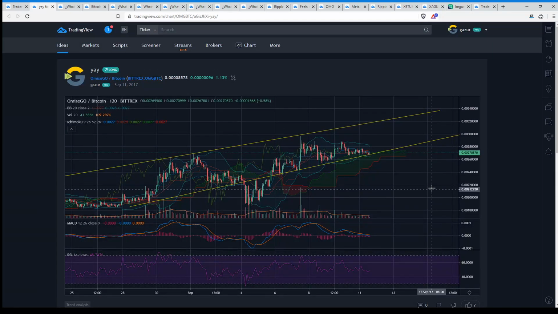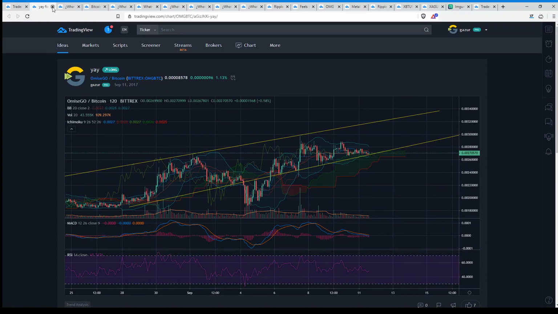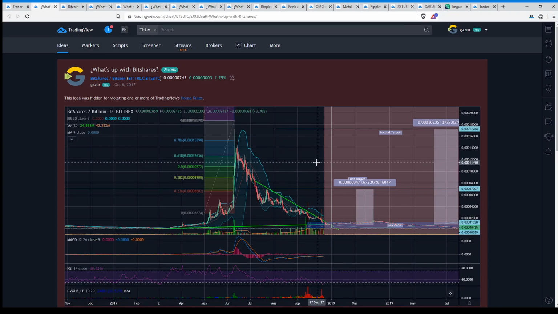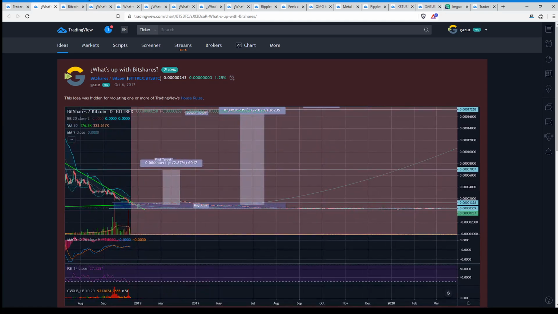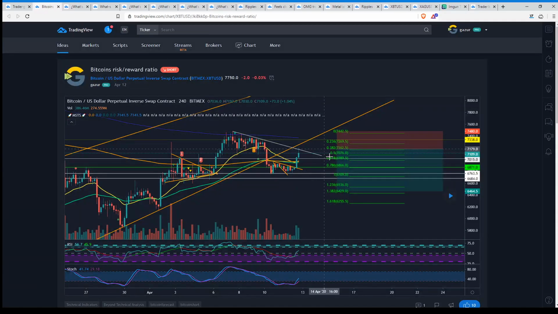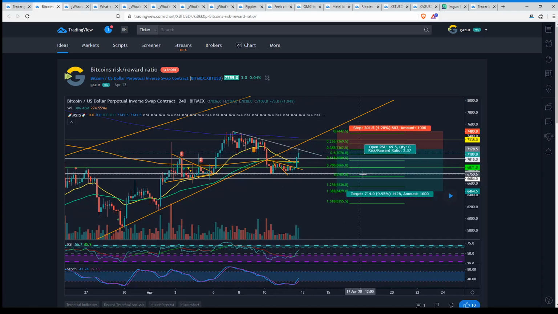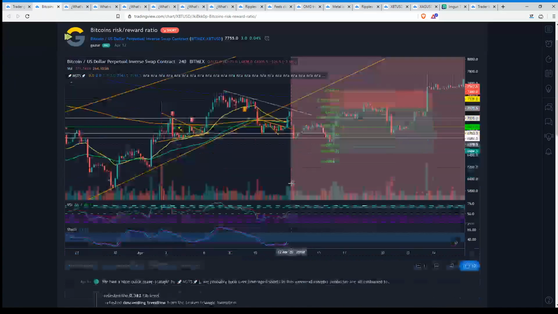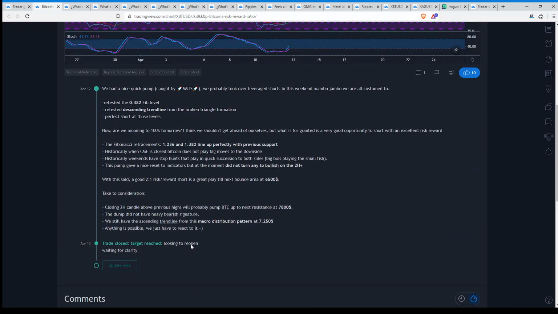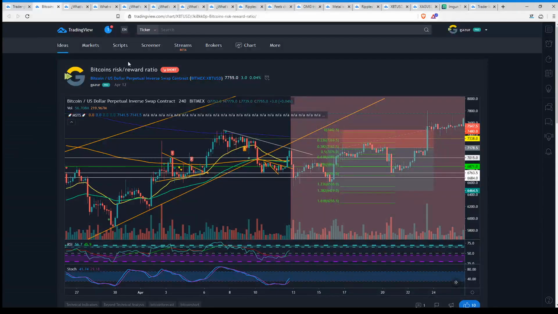And I can 2-play on this one, cool. Now, what is BitShares? Yeah, this one didn't play out. This one is from 2 weeks ago, when everyone was saying we're gonna go to the moon. I was saying we should short, and yes, we had a nice trade. I closed at the supply zone right here.